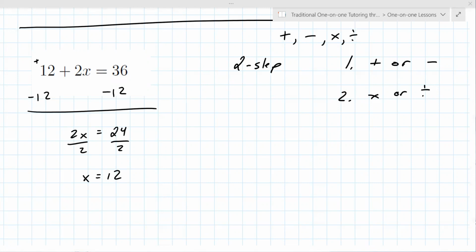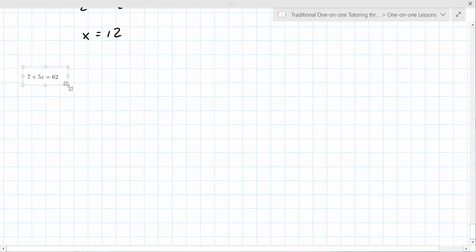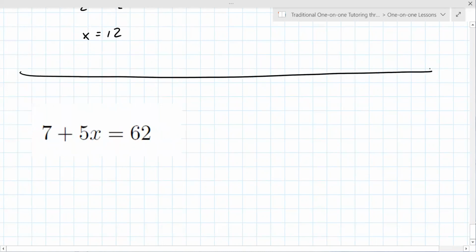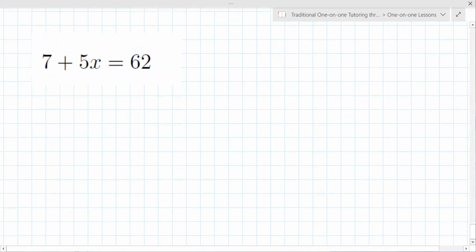Okay, let's try another one. This is not interesting, by the way. There's almost nothing about this that even I find interesting. I don't want you to think, wow, this is just boring. This is not interesting, but we've got to do it. We've got to get through it. I can't make this exciting. I can't make a song. I can't.